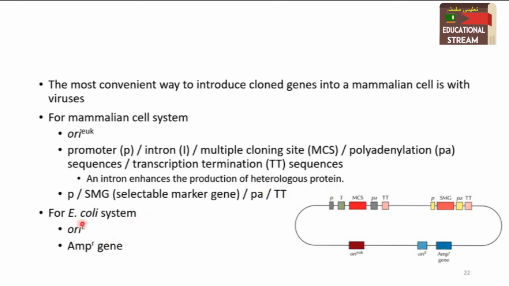And if we need to use the E. coli system with the mammalian cell vector, then we use the E. coli origin of replication and the ampicillin resistance gene. So the vector used for expression in the mammalian cell system mostly also contains the E. coli origin of replication and ampicillin resistance gene, and the eukaryotic origin of replication. It will contain the promoter sequence, intronic sequence, multiple cloning site, polyadenylation site, termination sequences, the promoter of the selectable marker gene, the polyadenylation site of the marker gene, and the transcription termination sequence for the marker gene.